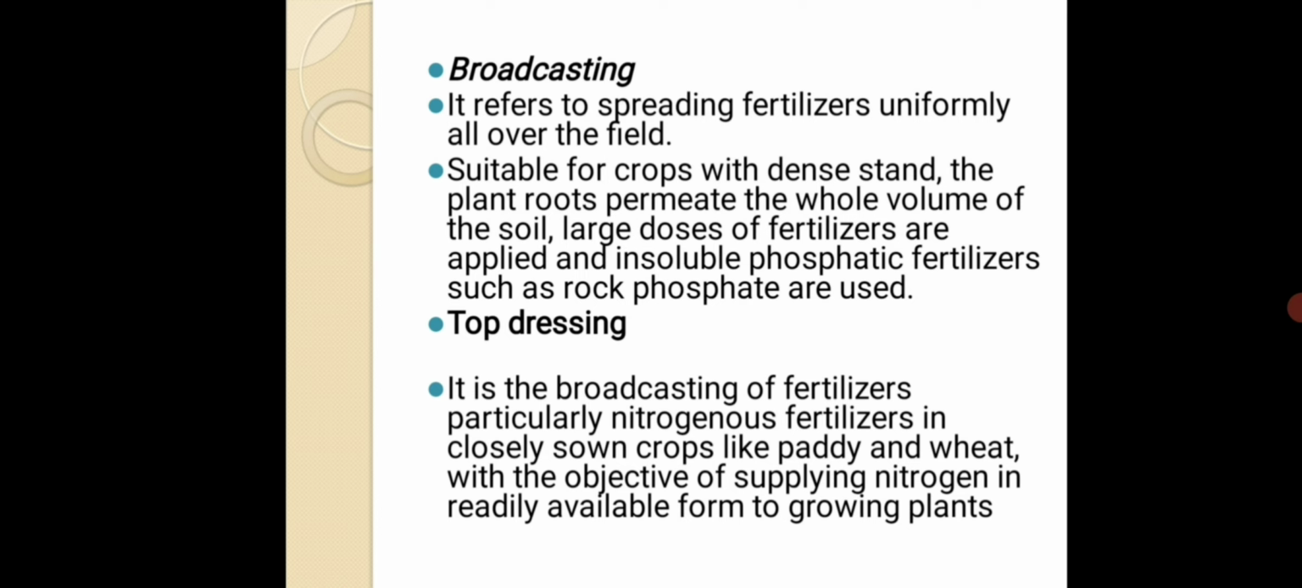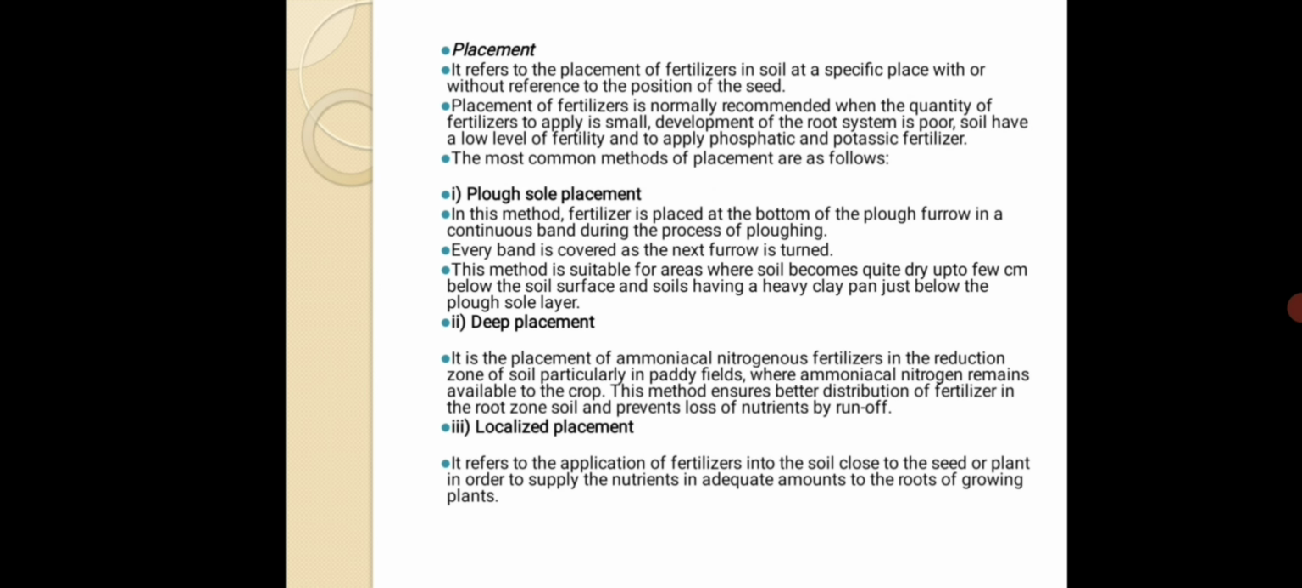Broadcasting is the method of directly throwing the fertilizer into the field. Then top dressing is given to the plants during their growth time. Then placement is placing the fertilizers into the exact zone of the plant where it is needed. Plowing sole placement is nothing but throwing the fertilizer from a bag while plowing. Then deep placement is digging the field with a spade and placing the fertilizer in deeper layers. Then localized placement is placing it near the plant.